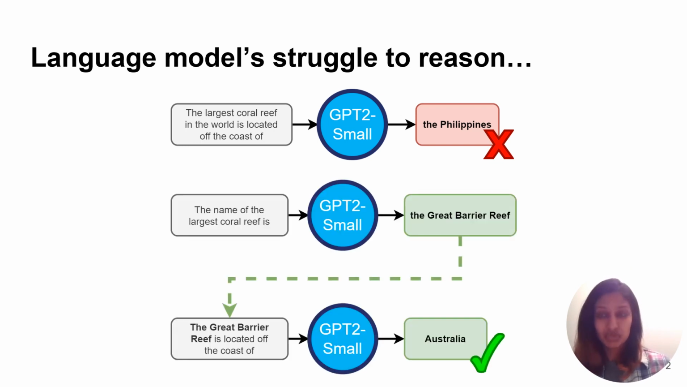of the largest coral reef is, GPT-2 Small returns the correct answer, the Great Barrier Reef. And if you use that intermediate information, the Great Barrier Reef is located off the coast of, GPT-2 Small returns the final correct answer, Australia. This is curious as it seems that the model contains all of the intermediate information necessary to correctly complete the prompt. However, it doesn't do so. Why is this?